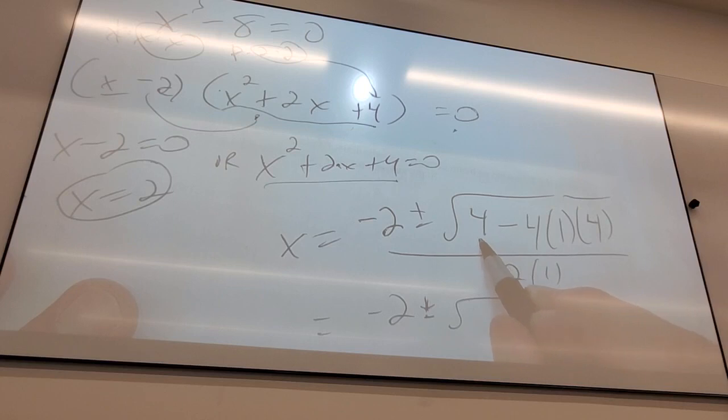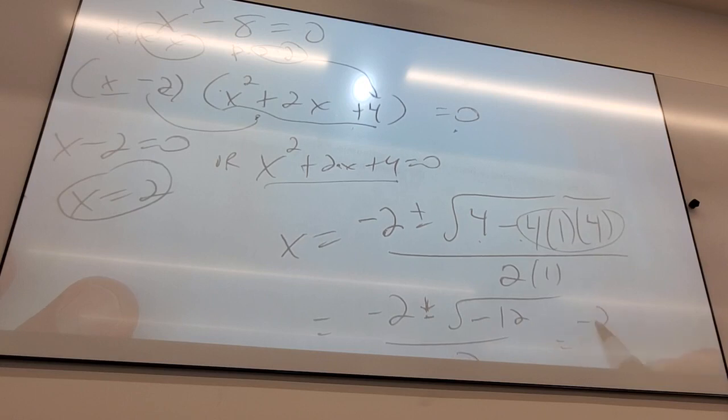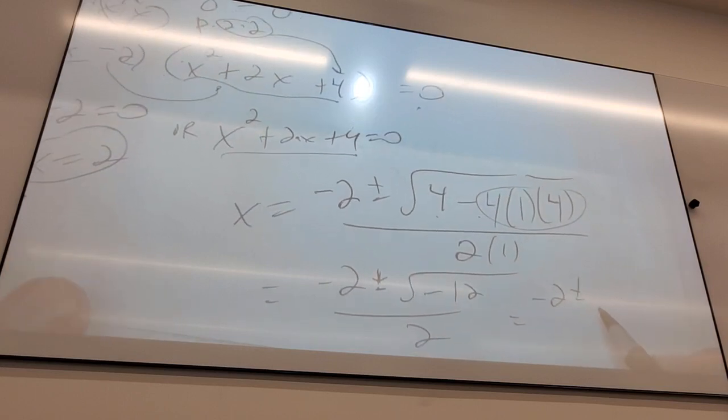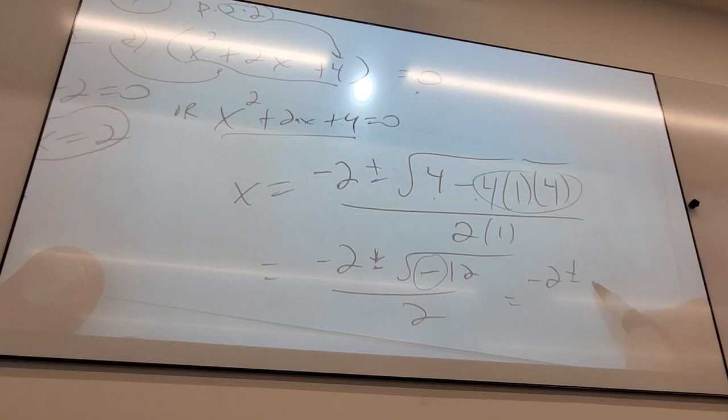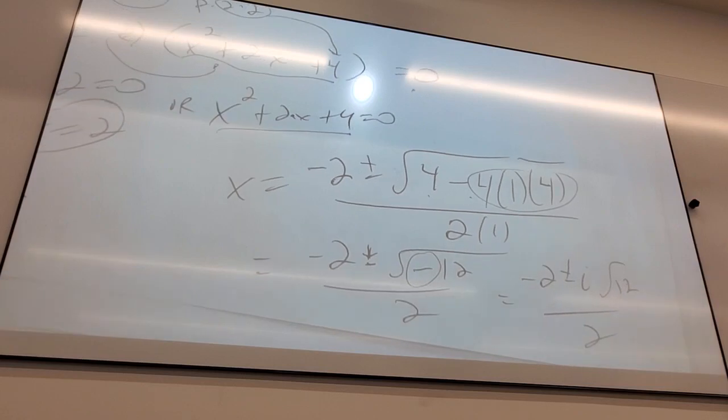What do I get inside here? 4 minus 16, which is negative 12. So what kind of answers are those? What do I do? Square root of negative 1. i. And of course 12 you can break up and I don't care at the moment. All I care about is the fact that I got complex answers.